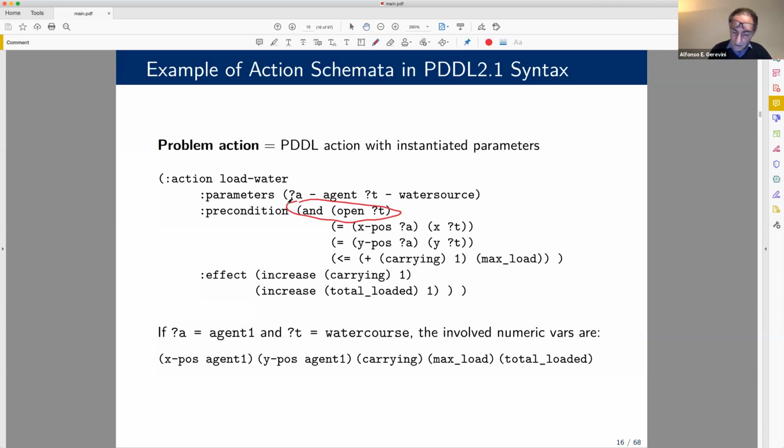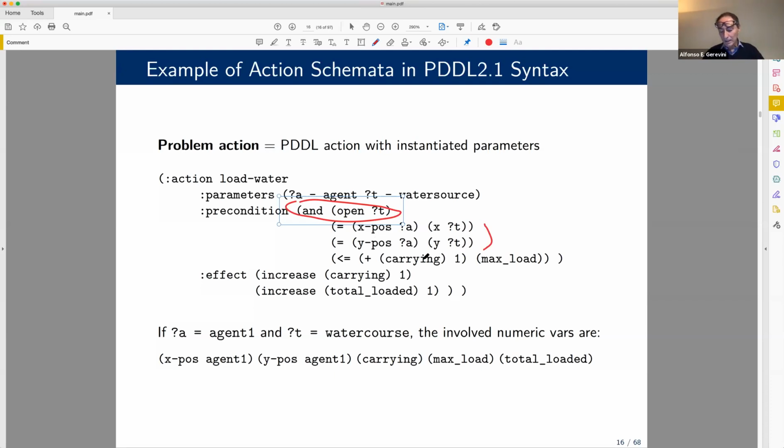We have one propositional condition, or precondition, that this is the action to load the water. The water source T should be open, the tap should be open. Then we have two numeric conditions to specify that the position of the agent is the same as the position of the water source T. The X position of A should be the X position of T, and the Y position of A should be the Y coordinate of T.